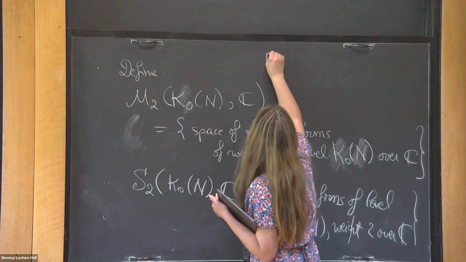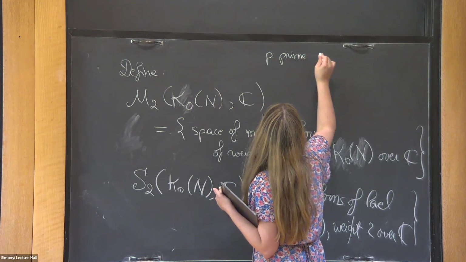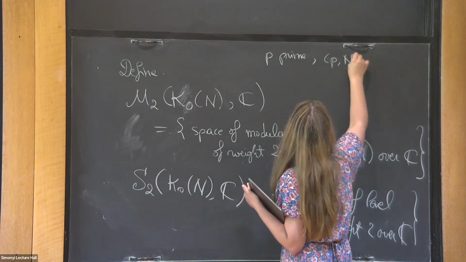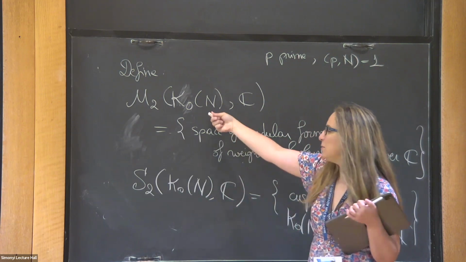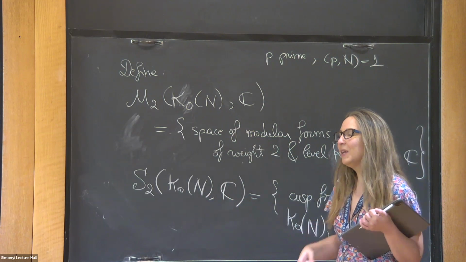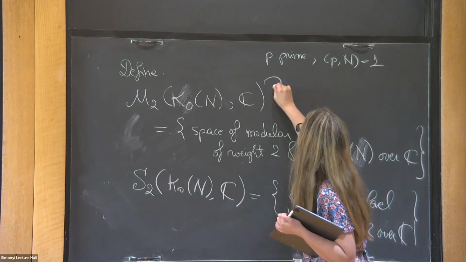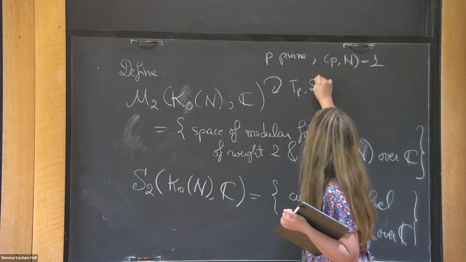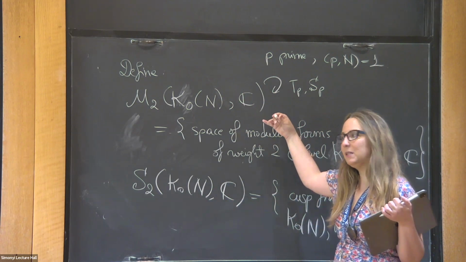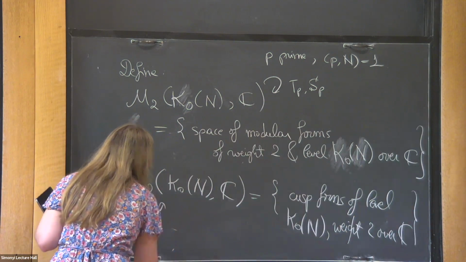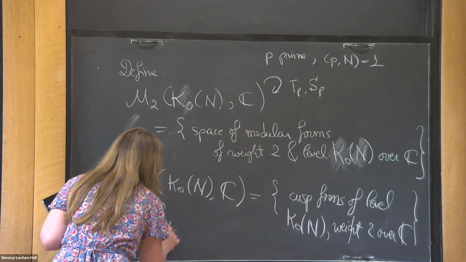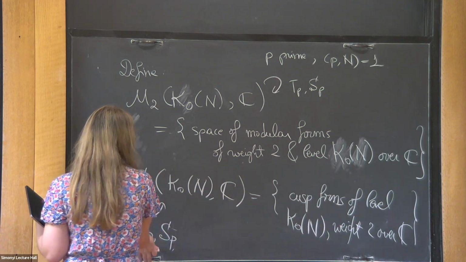So if P is a prime that is prime to N, then you haven't imposed any congruence condition at P. Your level at P is GL2(Z_P). And then you have T_P and S_P acting on these vector spaces, and T_P and S_P preserving the subspaces of cusp forms.